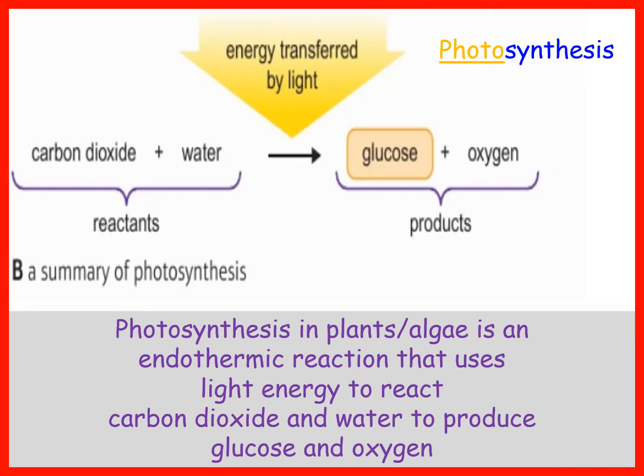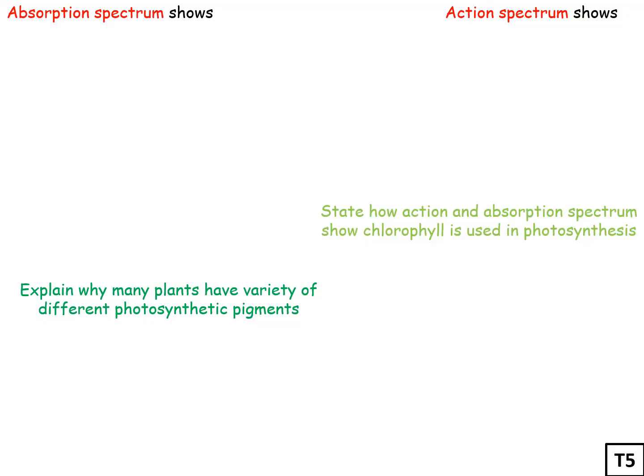And here you've got the word equation: carbon dioxide reacts with water, which are the reactants, to produce glucose, and oxygen is also a byproduct. And we see it's called photosynthesis, as you're synthesizing glucose using light energy.